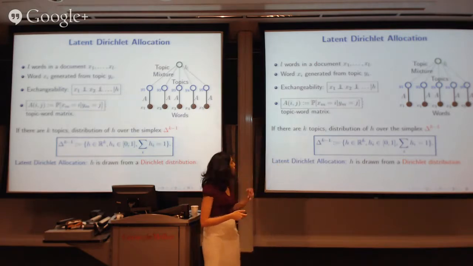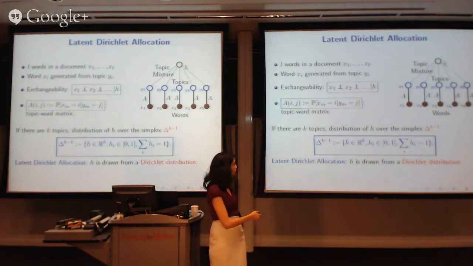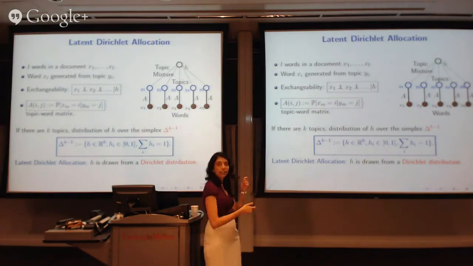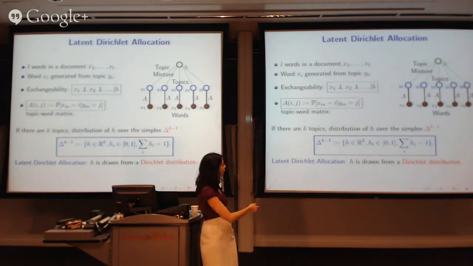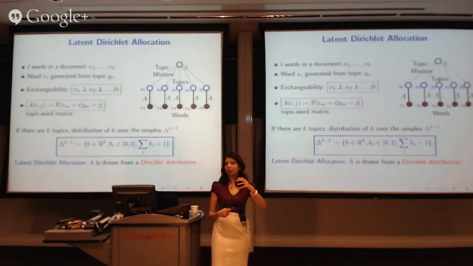Okay, and now this is the graphical model viewpoint. H is now the proportion of topics in the document. So in each document, I'm going to first fix the realization of H. And now to generate the first word, I'm going to first draw a topic. So Y1 is a topic that's drawn according to this probability vector H. You can think of H as a probability vector. So with probability, say, H1, I draw topic 1. With probability H2, I draw topic 2, and so on.